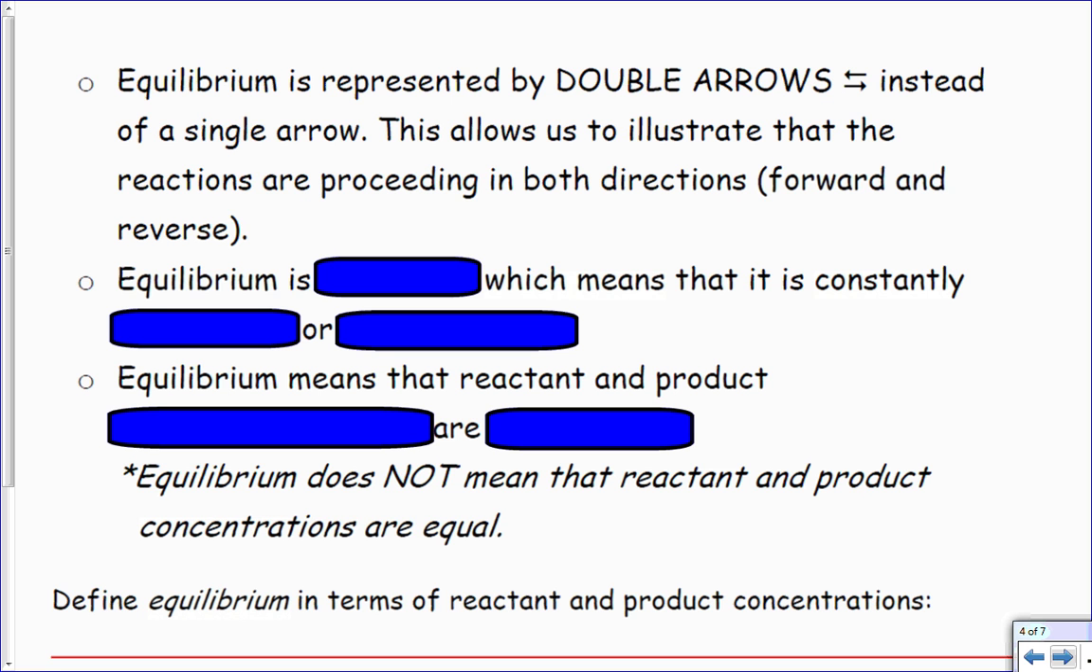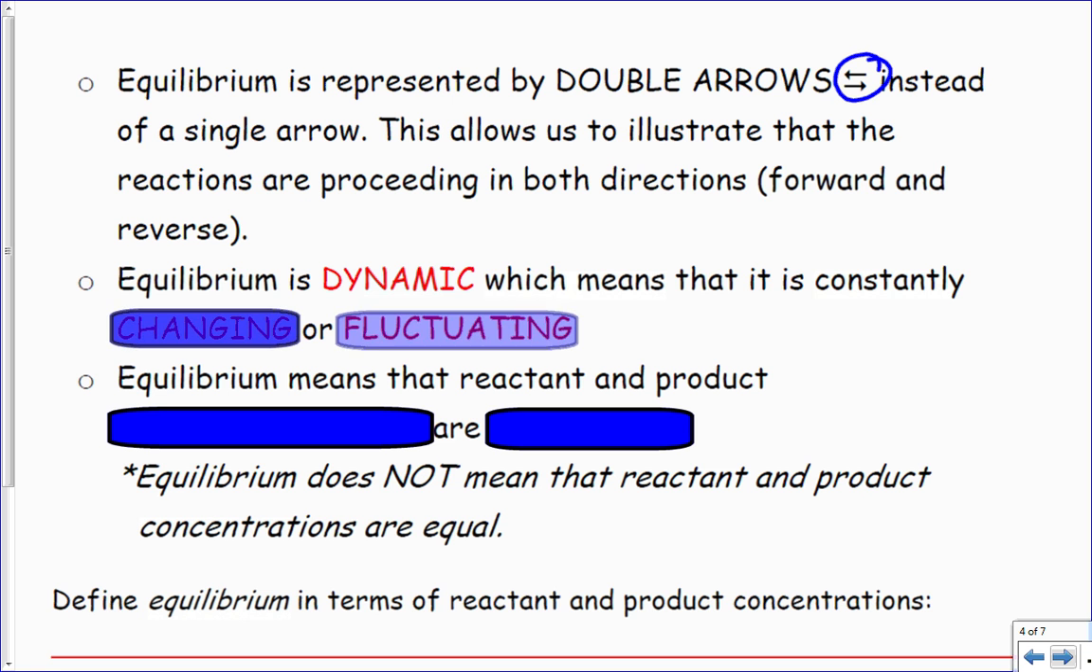Okay, we represent it with these double arrows instead of just a single arrow, because that lets me know that there's a forward reaction going on and a reverse reaction going on at the same time. Okay, it is dynamic, which means it is changing and fluctuating.